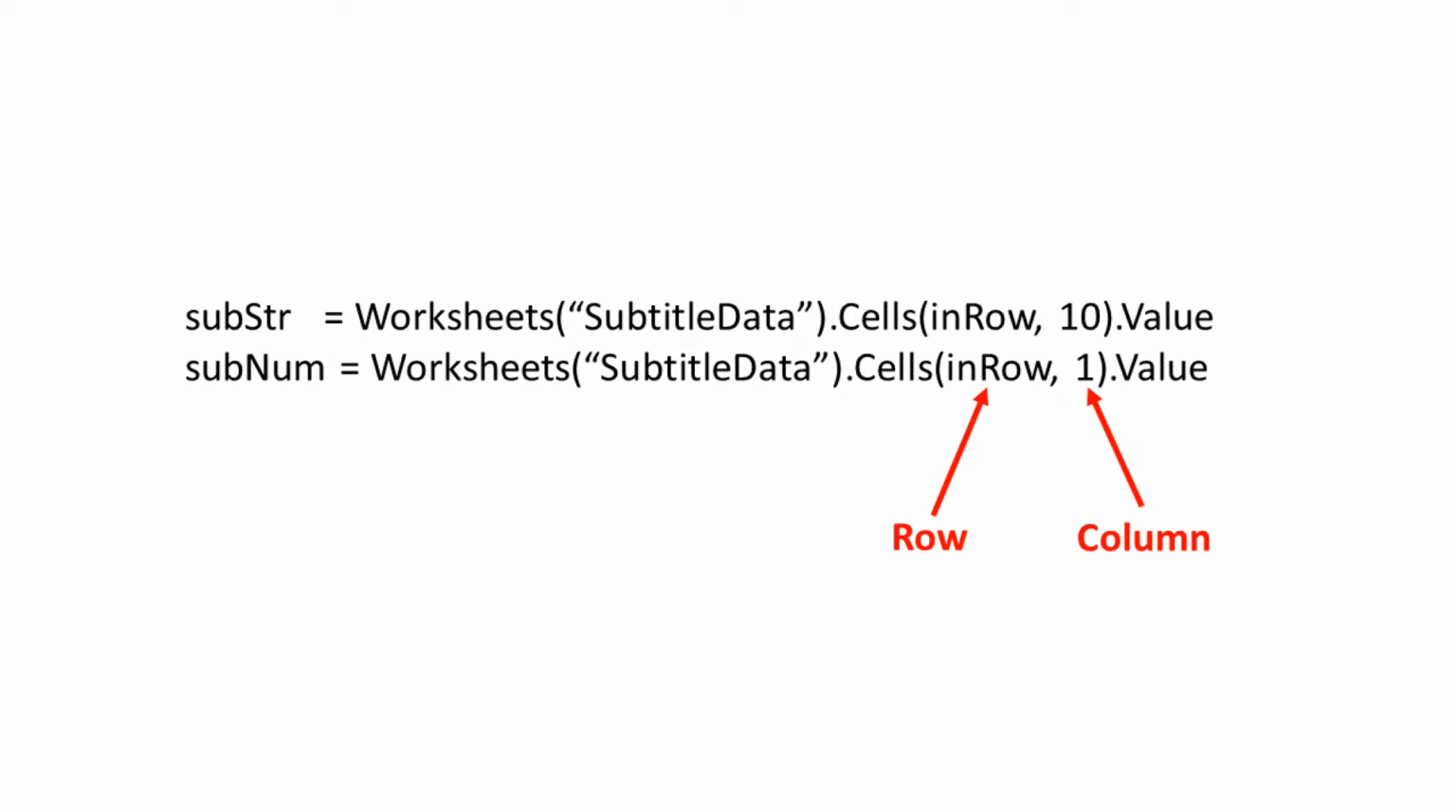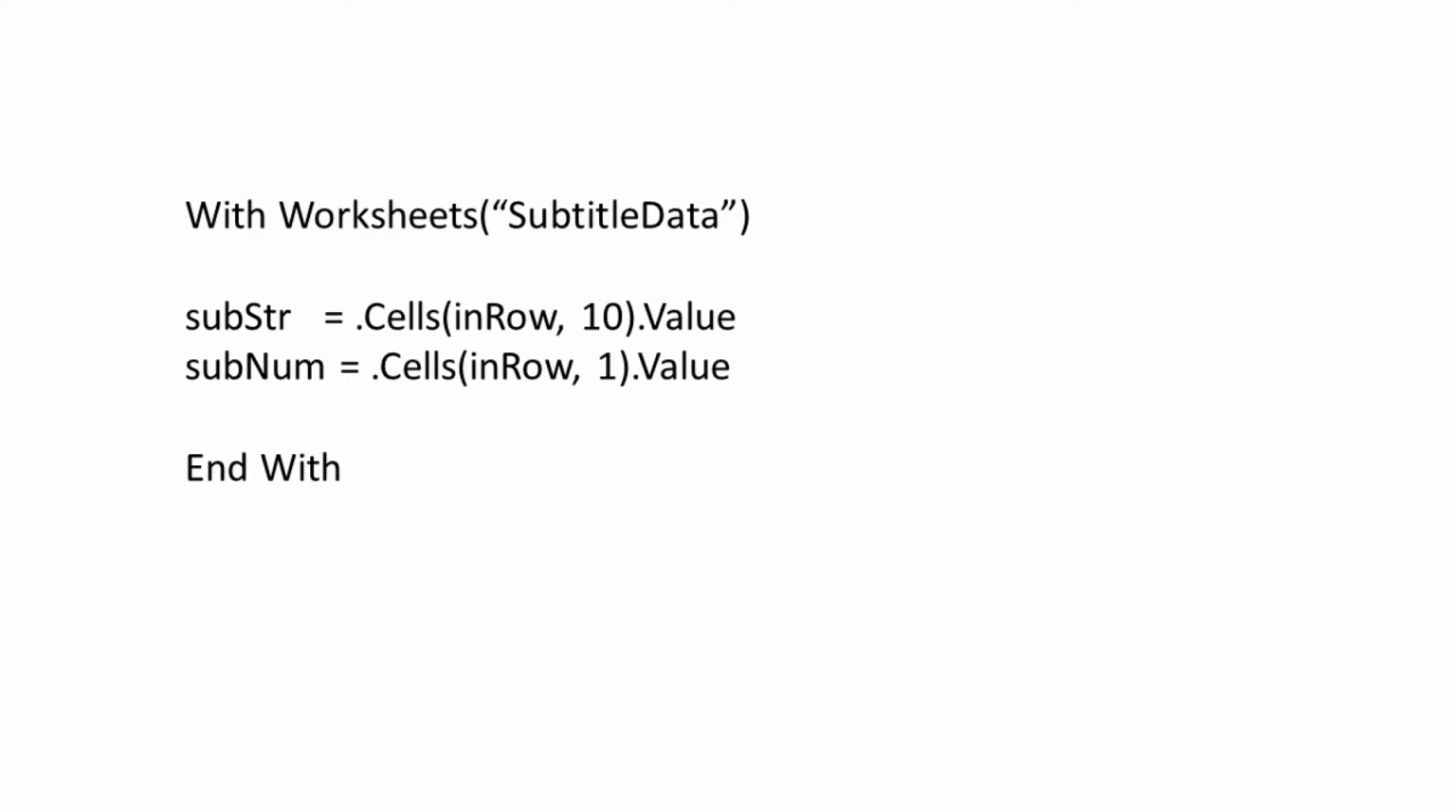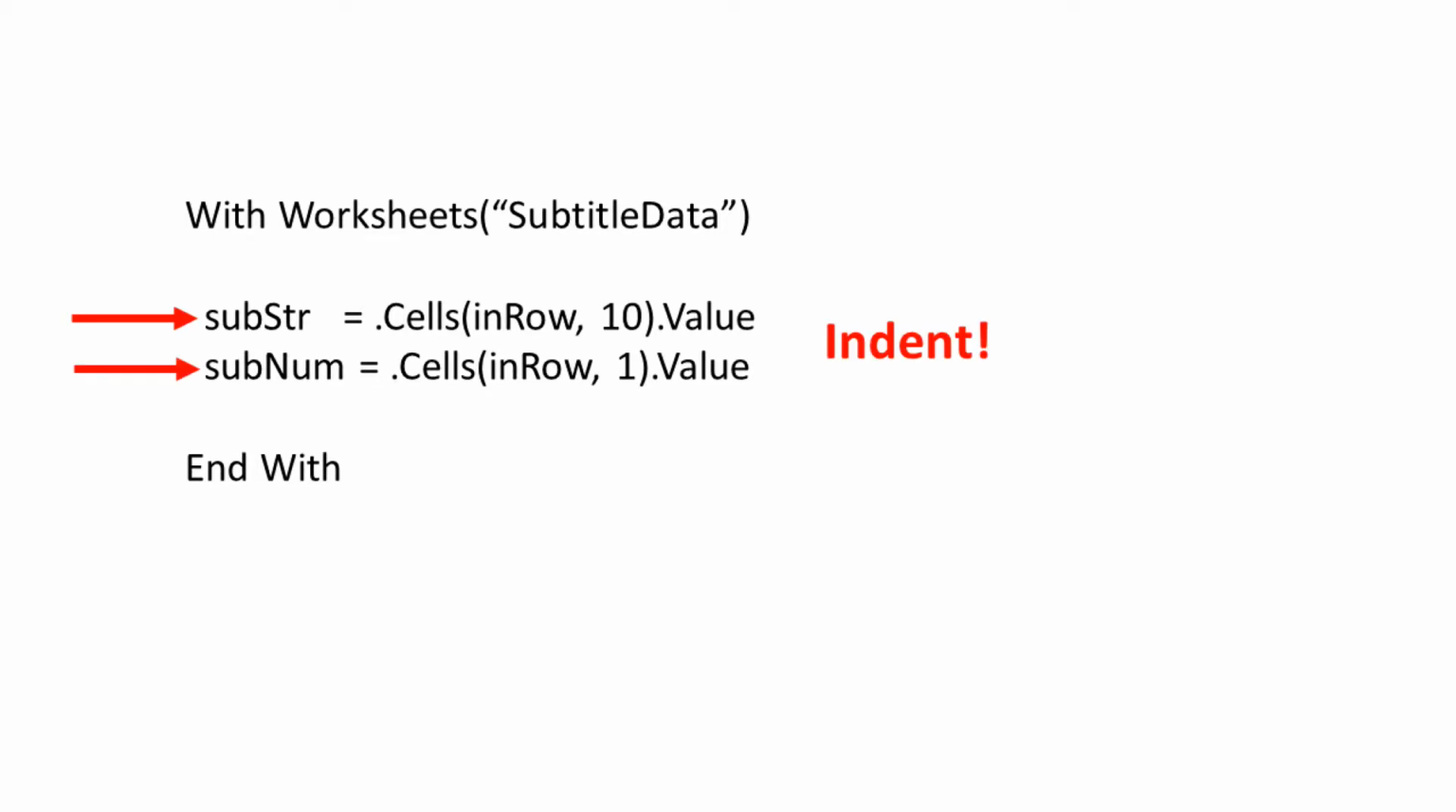However, to avoid having to type worksheet's subtitle data over and over, we can use the with and end with statements. As you can see, any cells are automatically qualified with worksheet's subtitle data when included between the with and end with statements. And just before moving on, note how I've indented the statements between the with and end with. This makes it easy to see what the with statement refers to.